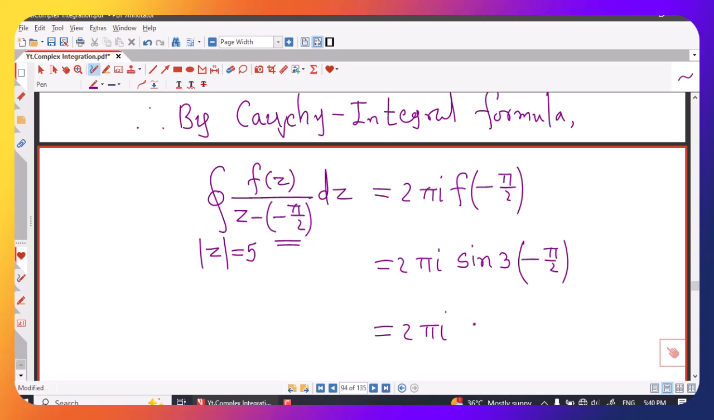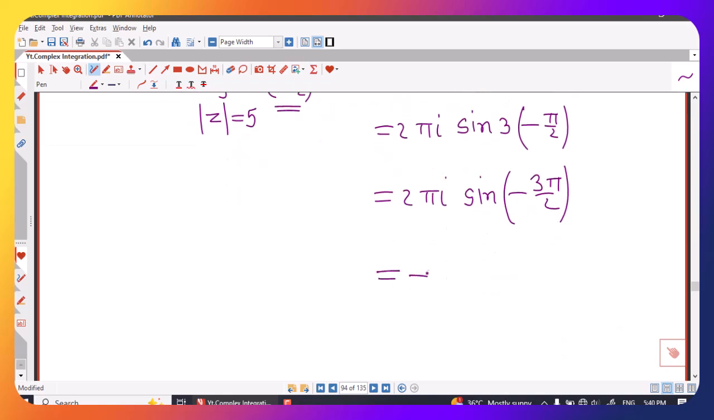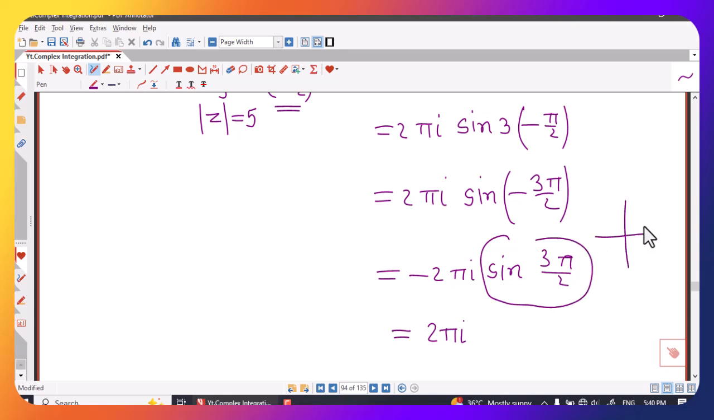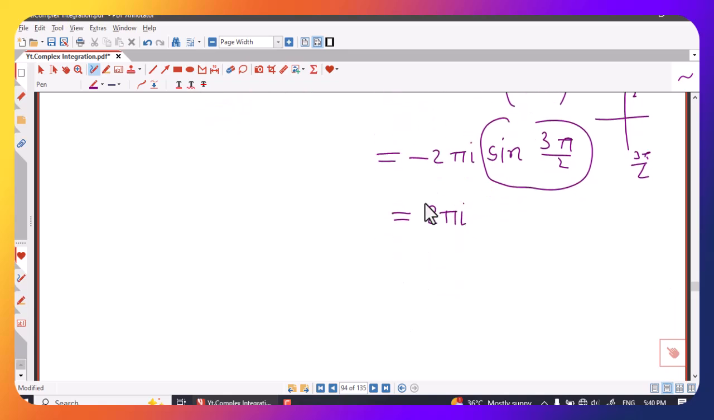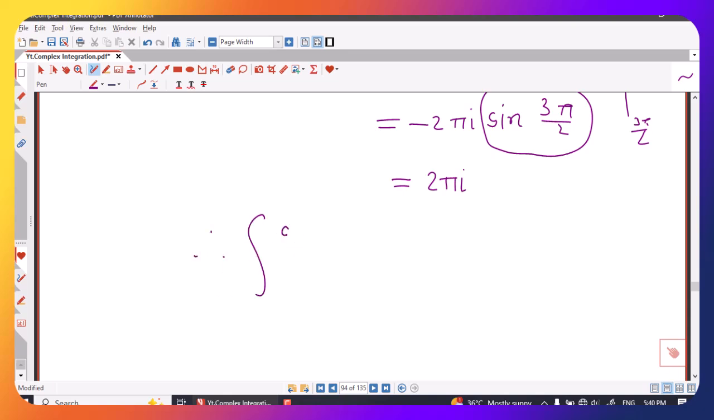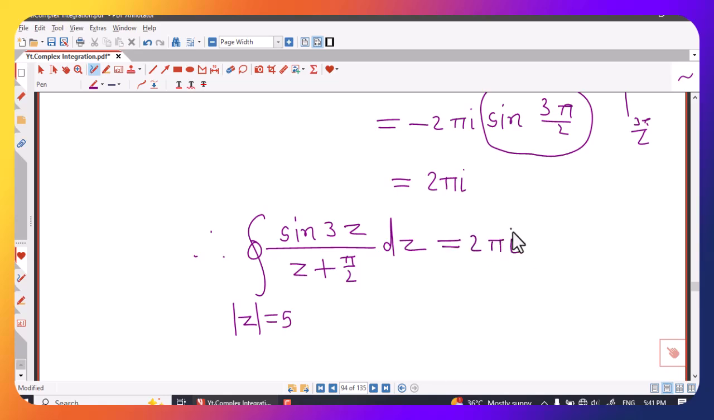and this I can rewrite as 2 pi I sine of minus 3 pi by 2, and because sine is an odd function, the negative sign comes outside, and here I have sine 3 pi by 2, and we know that sine 3 pi by 2 is minus 1, therefore we will have plus 2 pi I. Sine pi by 2 is 1 and sine 3 pi by 2 is minus 1, therefore the integral has value 2 pi I. So what we have obtained is that the integral of sine 3z divided by z plus pi by 2 along the contour mod z equal to 5 in counterclockwise direction is 2 pi I.